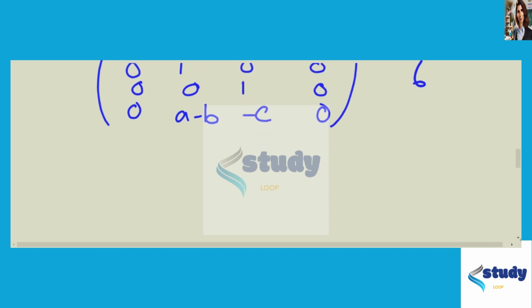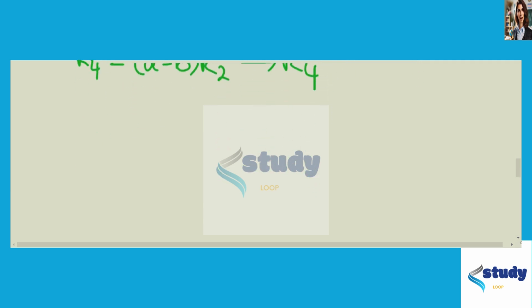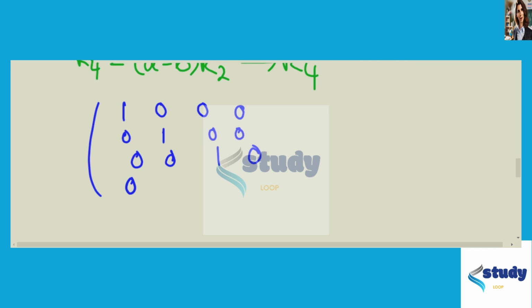Now we apply the last row operation: R4 plus (a times R1 plus b times R2) yields the new R4. Then we have the reduced row echelon matrix: 1 0 0 0, then 0 1 0 0, then 0 0 1 0, and lastly 0 0 negative c... 0. So that is the seventh step.